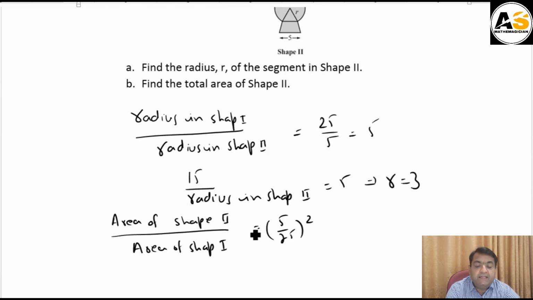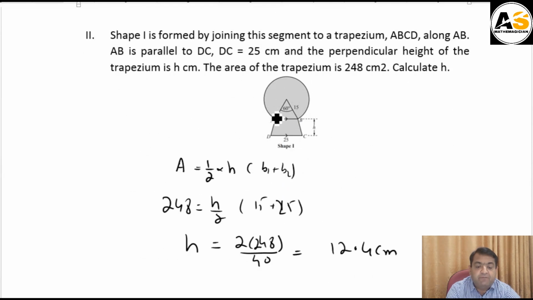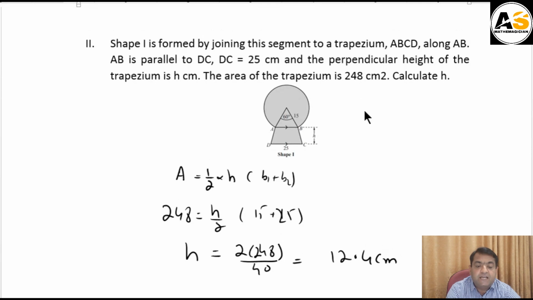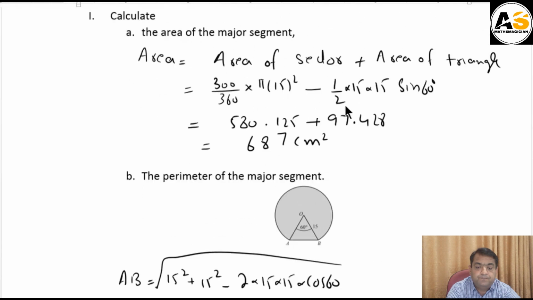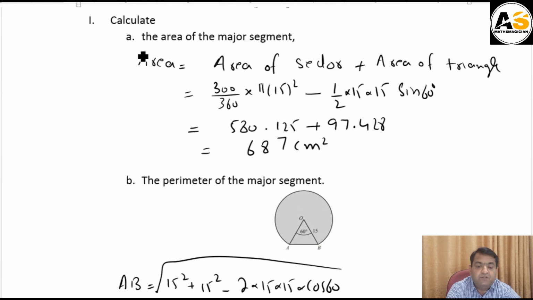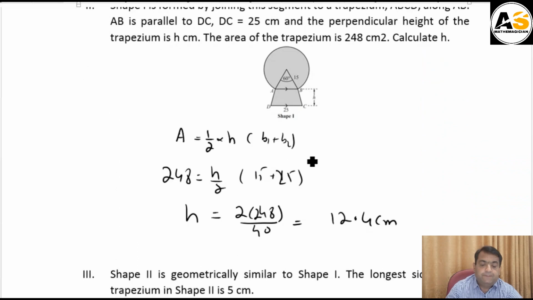Now, area in shape 1. This is shape 1. It is the area of the segment plus the area of this trapezium. Area of trapezium is 248 and the area of the segment we calculated in part 2, part 1. Area of the major segment is 687 and area of trapezium is 248.